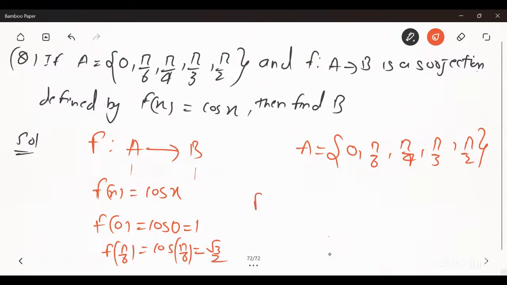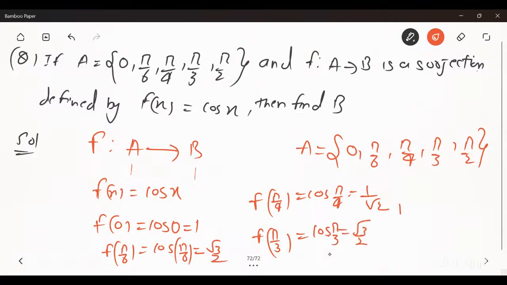Now next is f(pi by 4). f(pi by 4) means cos pi by 4. So the value of cos pi by 4 is 1 by root 2. Now next is your f(pi by 3). f(pi by 3) means cos pi by 3, which is equal to root 3 by 2. And the last one is f(pi by 2). So f(pi by 2) is cos pi by 2, which is equal to 0.